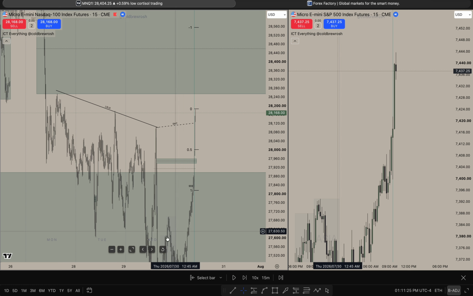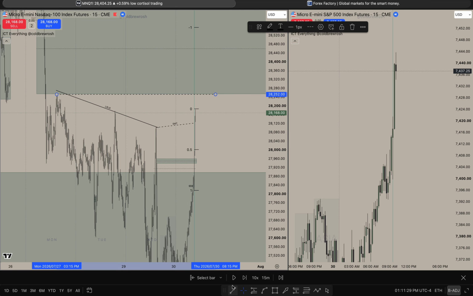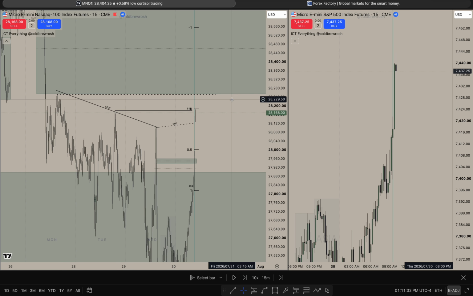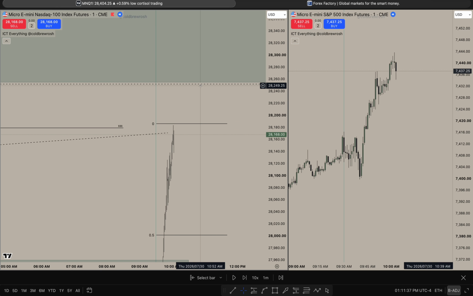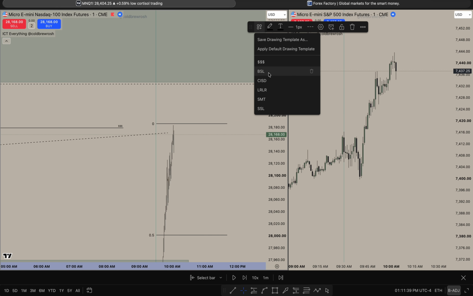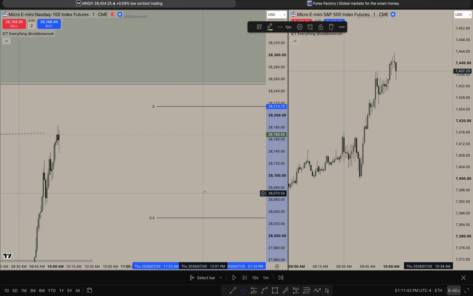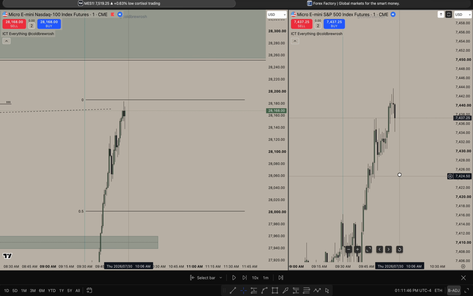Okay, so basically, here's the last high of this range right here. Here's this one. Manipulate that one. And we come up, and we barely miss this high. Well, it's going to go up a little bit more.